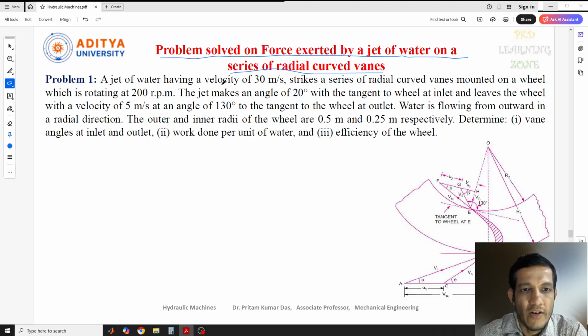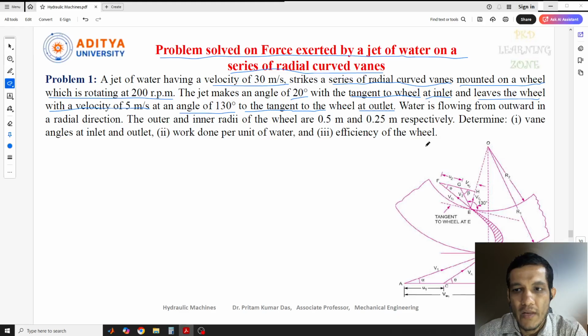The jet of water having velocity 30 meter per second strikes a series of radial curved vanes, which are mounted on a wheel that is rotating at 200 RPM. The jet makes an angle of 20 degree with the tangent to the wheel at inlet and leaves the wheel with a velocity of 5 meter per second at an angle of 130 degree to the tangent to the wheel at outlet.